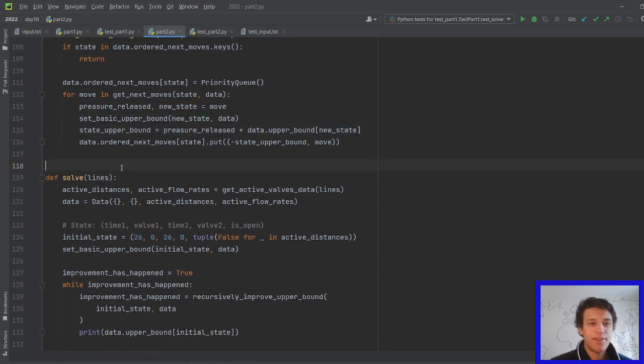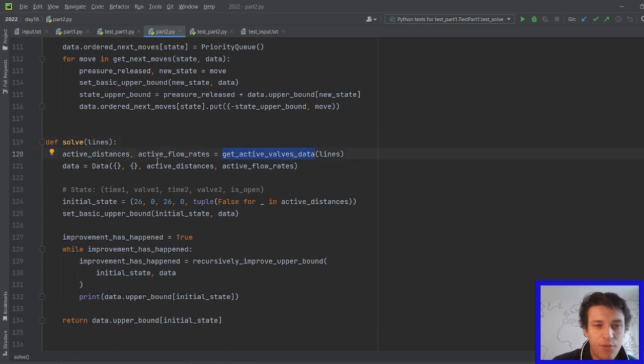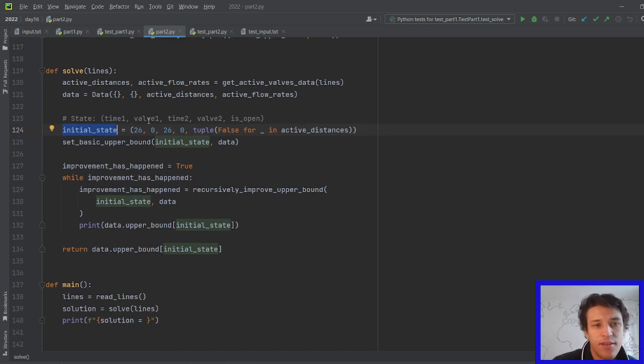Okay, so this code allows us to solve the problem. So again, we want to, like in part 1, get the distances and the flow rates for the active valves. The initial state will be slightly different. So we have the first person starting at position 0 and having 26 minutes left. And the second person will also start at position 0 and will have 26 minutes in total left. And all the valves will be closed.